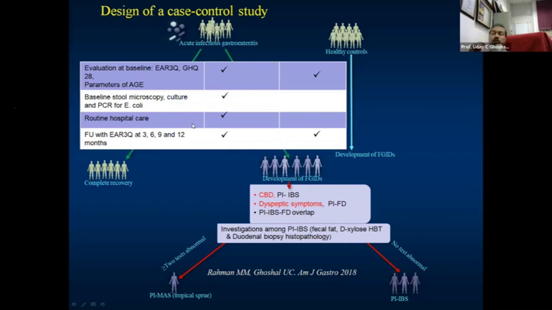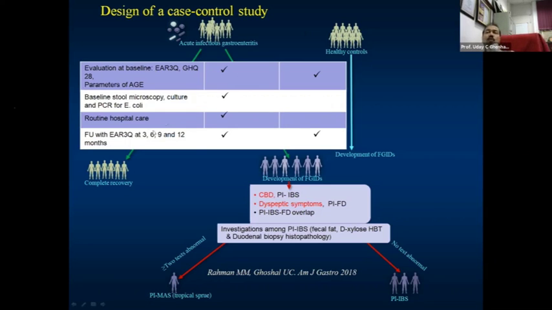Baseline stool microscopy, culture, and PCR for E. coli, we did in acute gastroenteritis patients, but in healthy people we did not do. We gave routine hospital care to acute gastroenteritis patients, but we did not give it to the healthy controls because healthy controls did not come to the hospital.